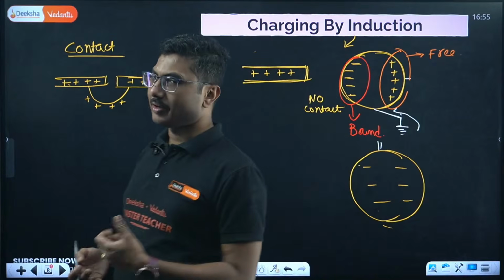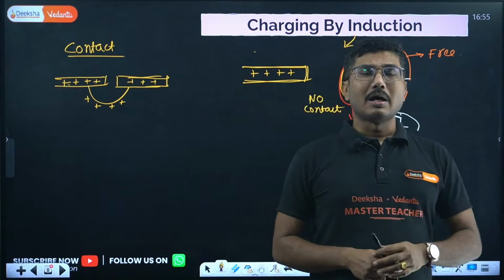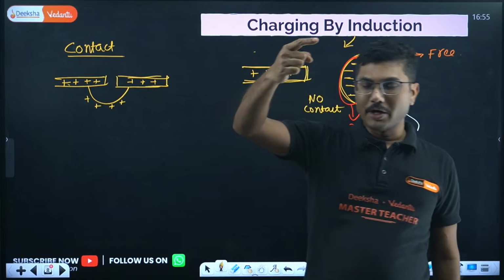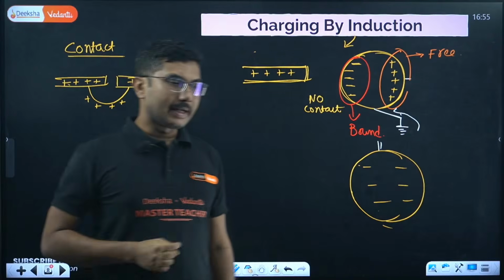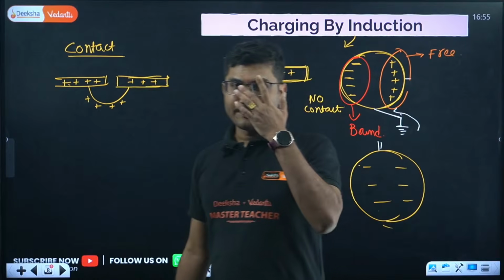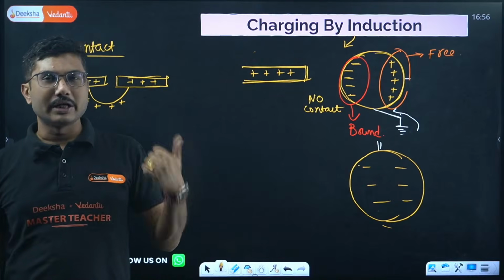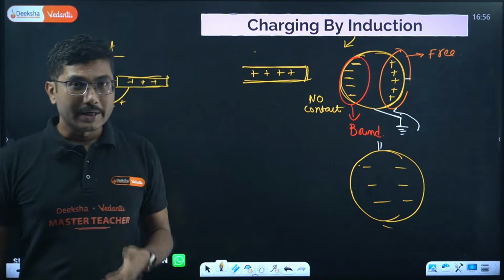You have studied this in your class 6th or 7th standard. There was a table. In that table, if you rub the top object with the bottom object, generally the bottom object will become negative and the top object will become positive. Okay, electron affinity table. The objects at the bottom have higher electron affinity than the top objects. That's how it worked, right?